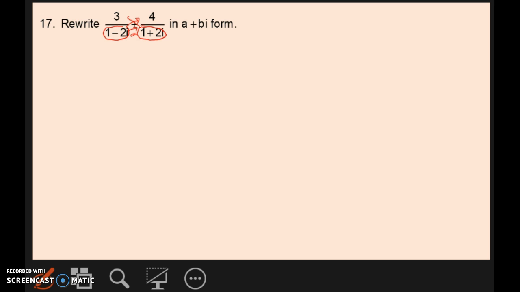Now remember that if I want to take a fraction and keep it the same, I'm going to multiply top and bottom by the same number. That's just effectively multiplying by 1. That's not going to change a number at all. So I can take that 1 plus 2i and multiply it in the top and bottom of that first fraction. Similarly, I can take 1 minus 2i and multiply by both of those components.